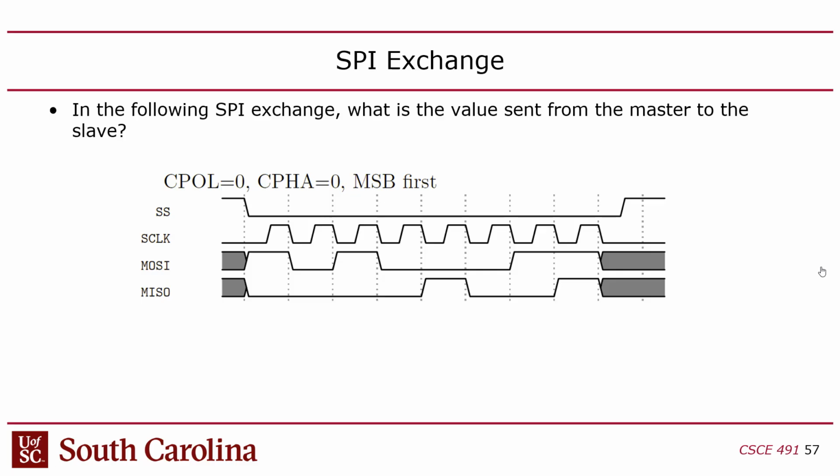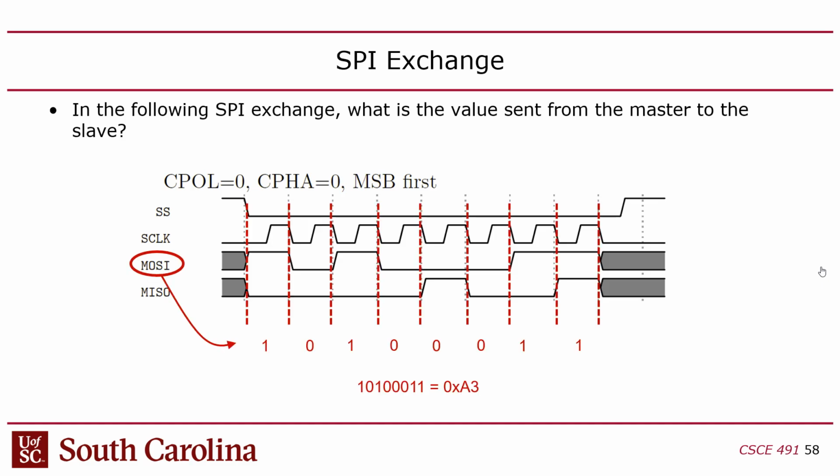Okay, here's another: what's the value sent from the master to the slave? This is CPOL and CPHA 0. So in this case, with CPHA 0, notice that the data gets a half-cycle head start. I can read on the first edge of the clock. The first edge of the clock happens to be a rising edge because CPOL is 0. Looking at MOSI, here it's 1, 0, 1, 0, 0, 0, 1, 1. Again, it's most significant bit first, so it's going to be 1, 0, 1, 0, which is 10 or A in hex, and 0, 0, 1, 1, which is 3, so A3. Okay?